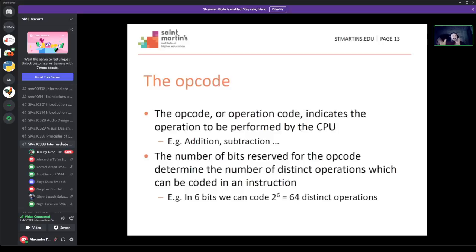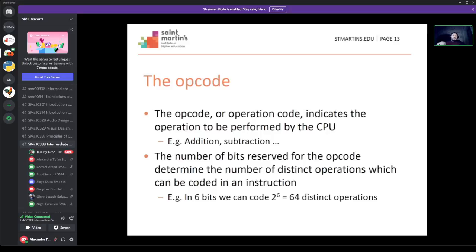The opcode, as I said, is the code associated with each and every different function that the CPU can actually perform. So you have one opcode for addition, another opcode for subtraction, another opcode for multiplication, division, and so on and so forth. All right. So for each and every one of those operations, the CPU is going to reserve a particular operation code or opcode.